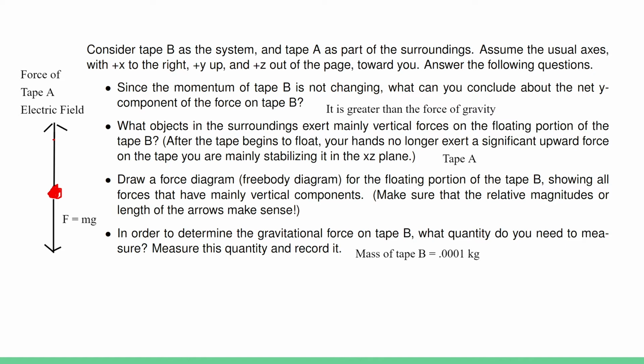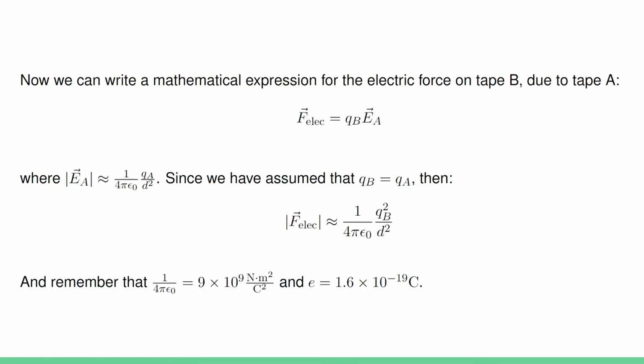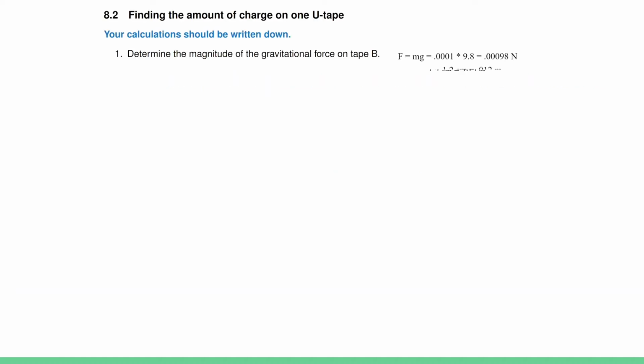Because tape B rose when I placed tape A under it, the force due to the electric field was greater than gravity. I also calculated the mass of tape B to be 0.1 grams. I was given these equations, and they allowed me to get the following results.